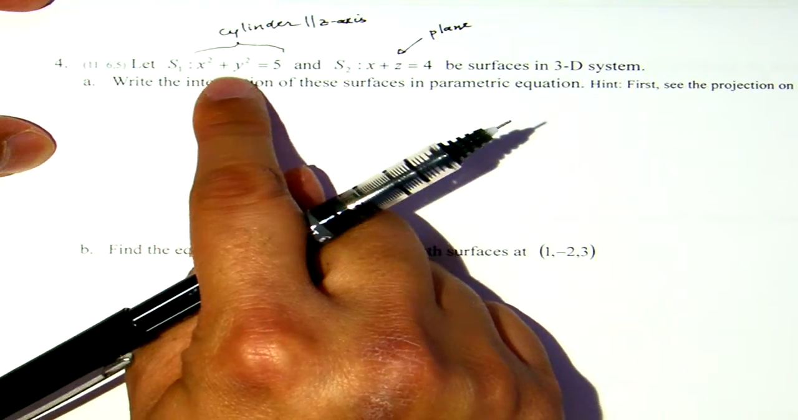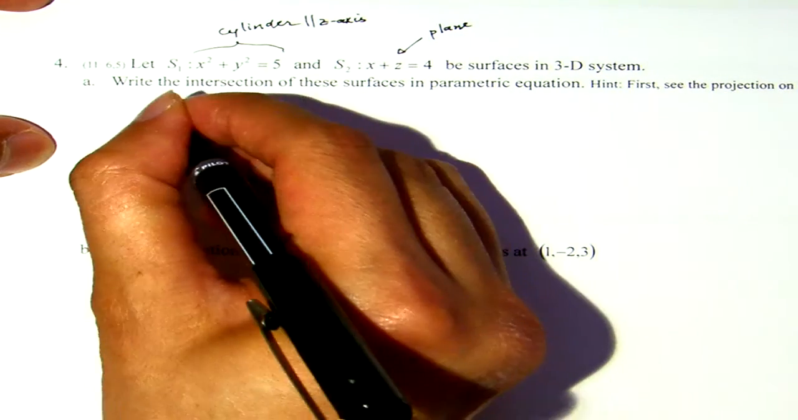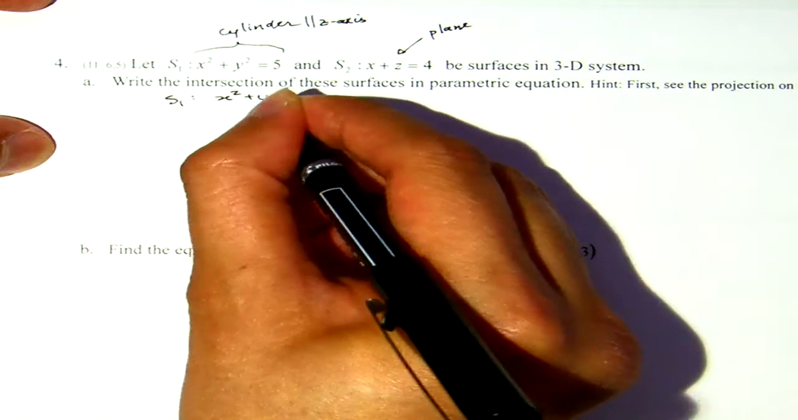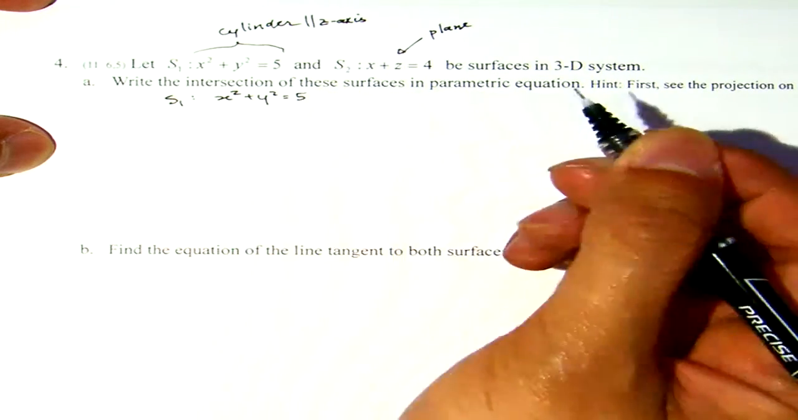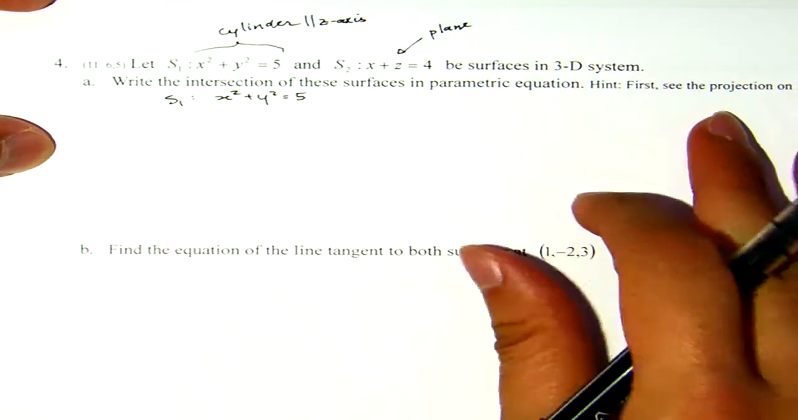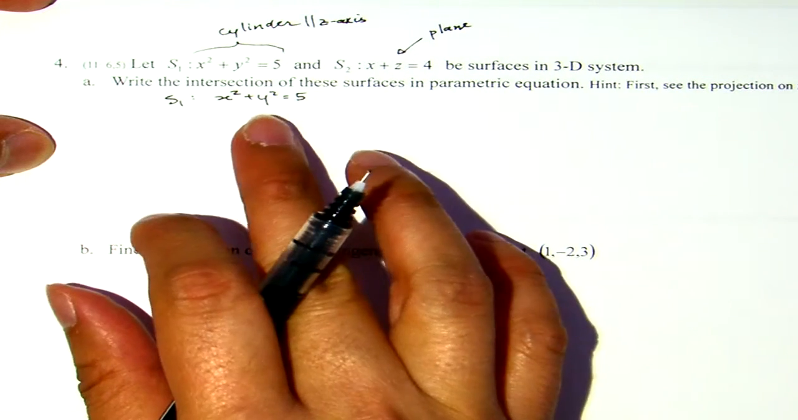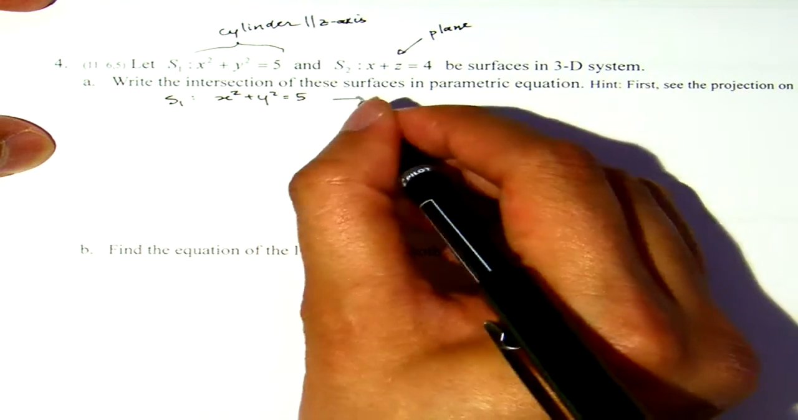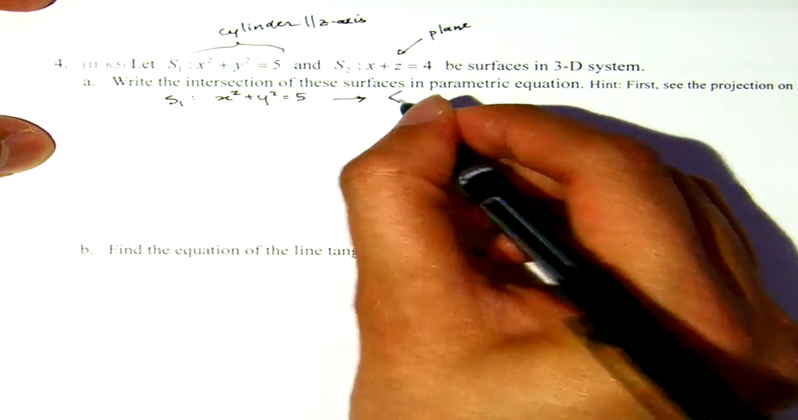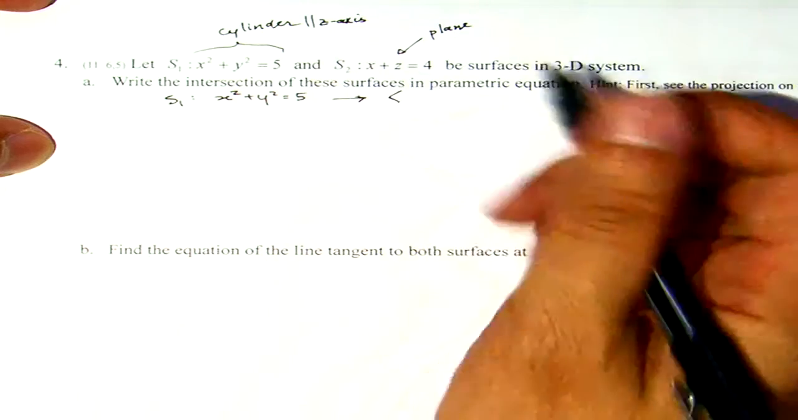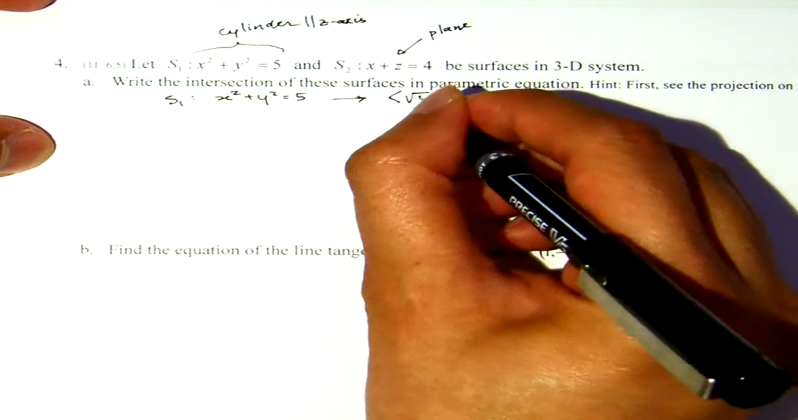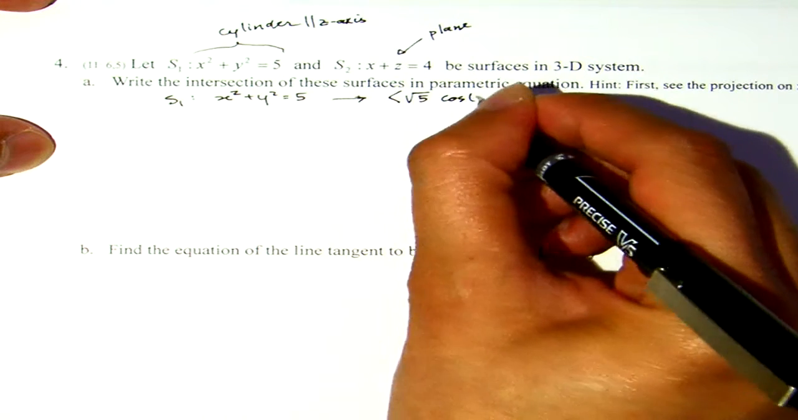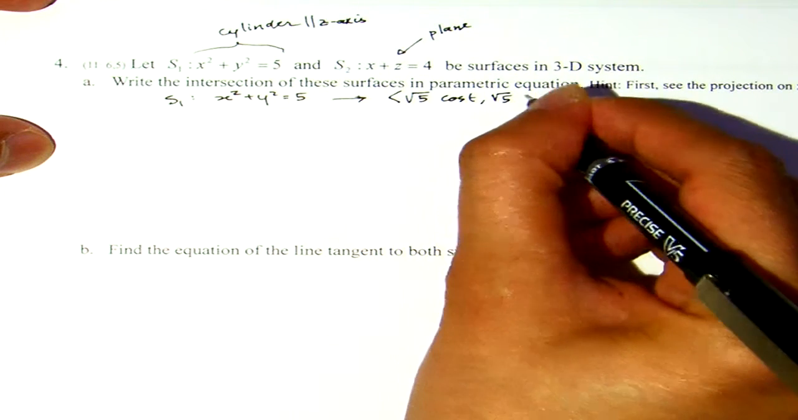Notice that we learned in class how to parameterize this. This S1 here is a cylinder with the shape of, if we project that on the xy plane, it will be a circle, which gives us the hint that we will parameterize that in the following direction. The radius is radical 5, so I will use radical 5 cosine t and radical 5 sine t.